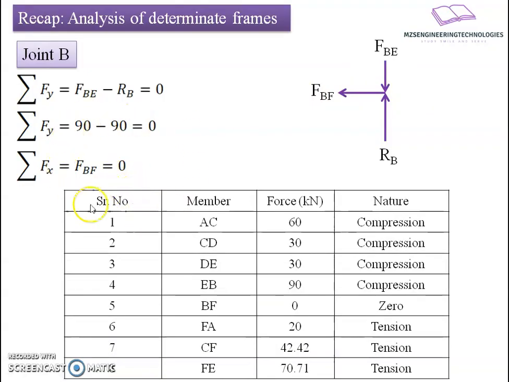After doing all the analysis, we prepare the results in a tabular format as a ready result for the designer and further extension. So here we will have serial number, members, force in kilonewton, and nature. I will put all the members sequentially. First I have taken horizontal members, then inclined members, then I have substituted the individual values, and then the nature of the forces. That is what we can say analysis by joint method.